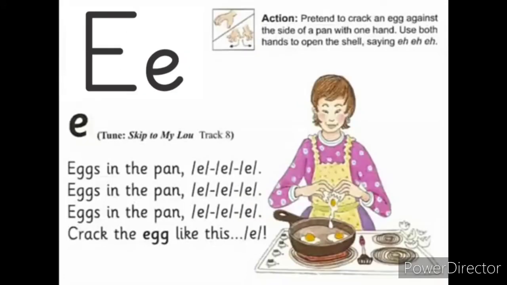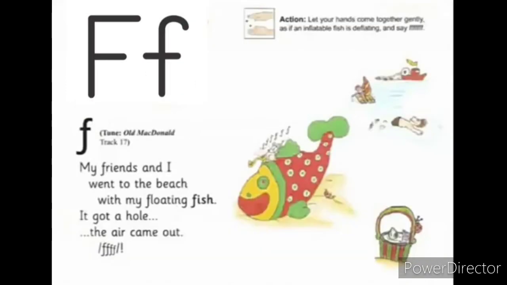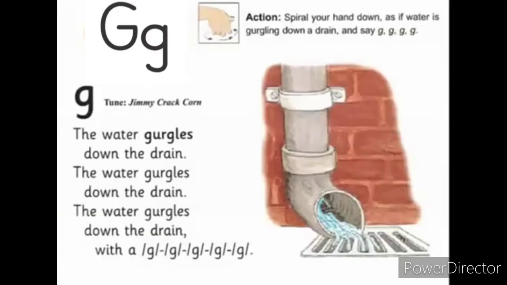This is alphabet E. Eggs in the pan, crack the egg like this. This is alphabet F. My friends and I went to the beach with my floating fish. It got a hole, the air came out. This is alphabet G. The water gurgles down the drain with a g.